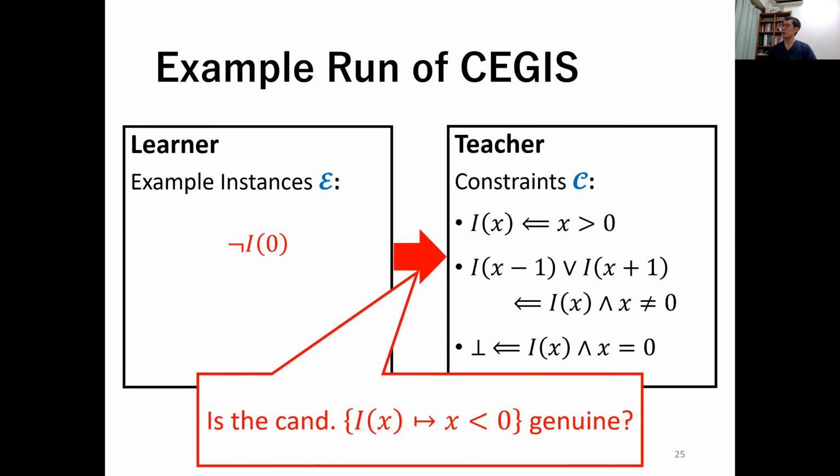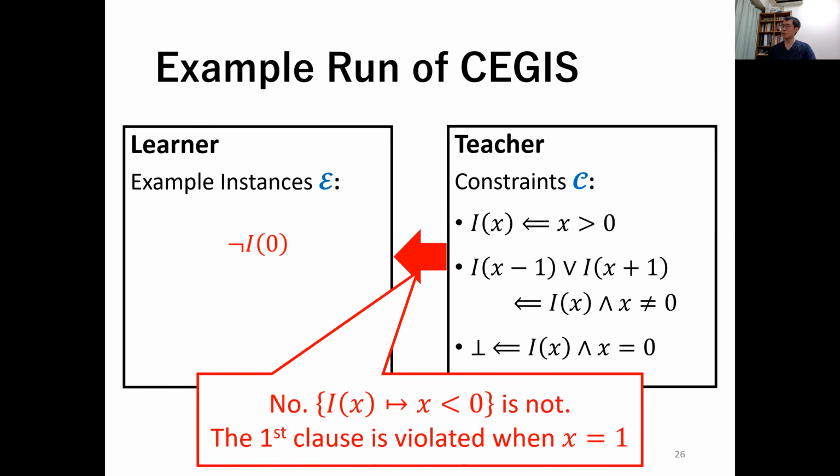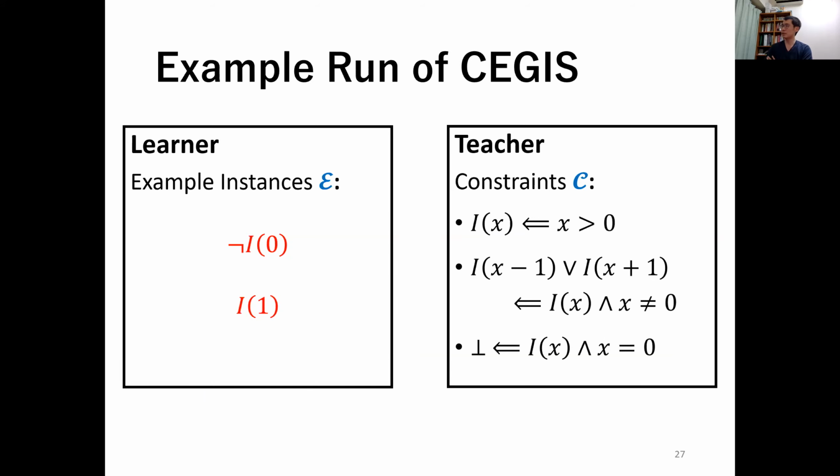And the learner, using this example, will infer a new candidate that works at least for the current set of examples. Now, is this new candidate, this one that maps I to x less than 0, an actual solution? The teacher says, no, you're still wrong. Why? Because the first of these three clauses is now violated. And this is given as a new example. Simplified, it says that I has to be true at 1.